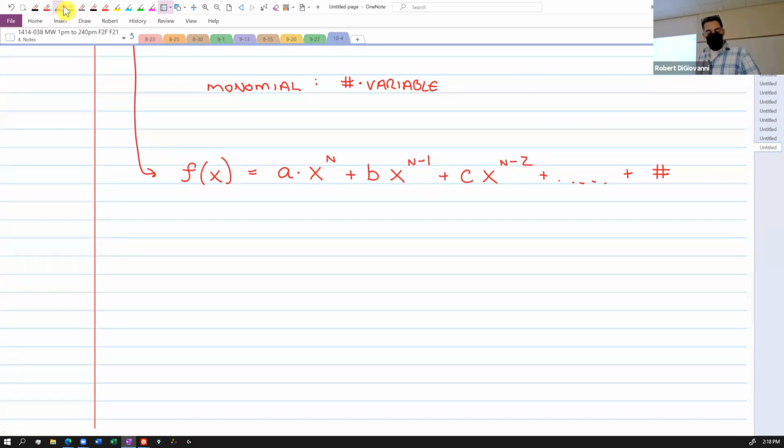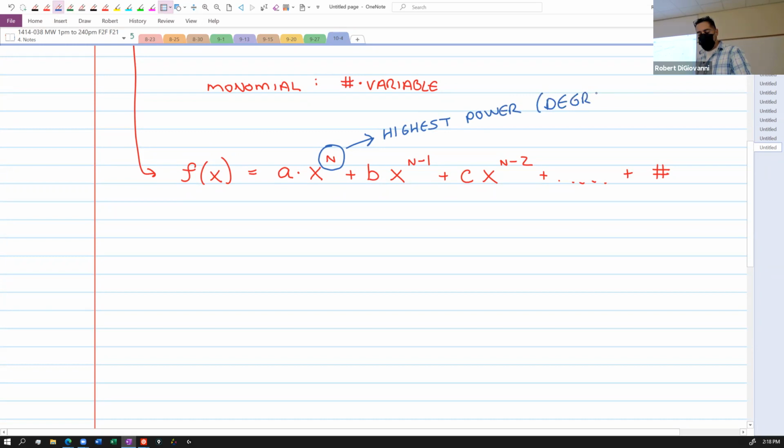And the highest power of x that you see is called the degree of the polynomial. And the number in front of that is called the leading coefficient.